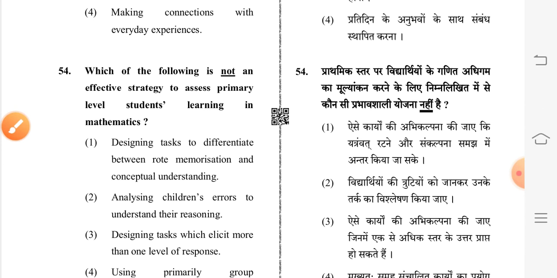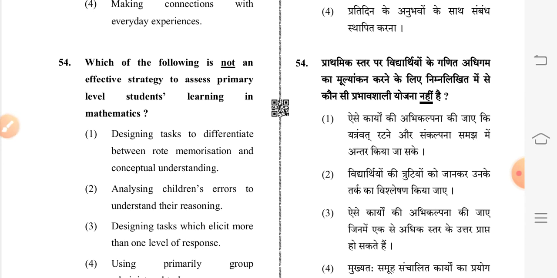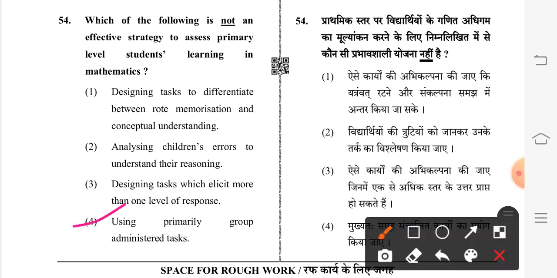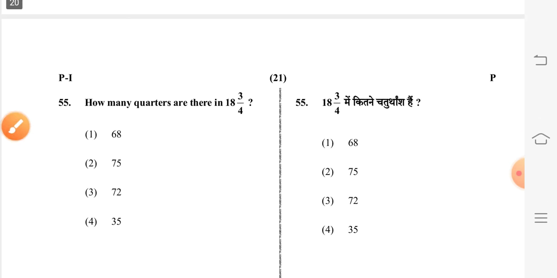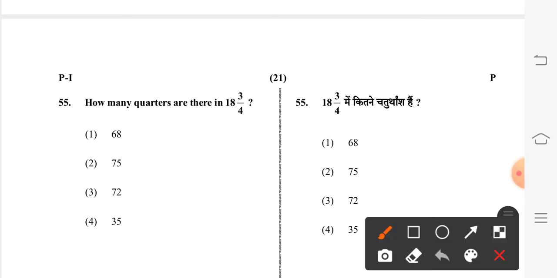Next question 54. Which of the following is not an effective strategy to assess primary level students' learning in mathematics? Fourth one is correct. Using primarily group administered task. Next question. How many quarters are there in 18 is to 3 by 4? 18 ratio 3 by 4. It is in mixed fraction and change into proper fraction. Second option is correct. 75.